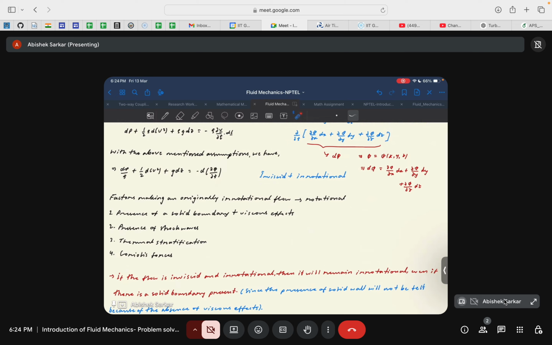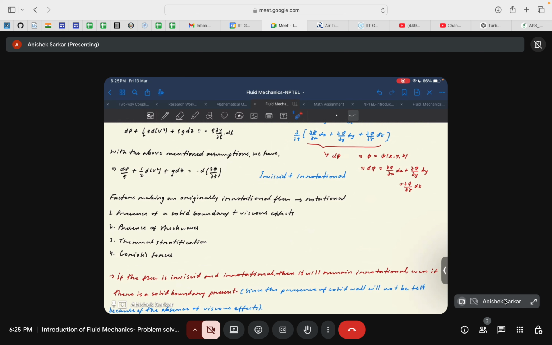Now let us discuss some of the theoretical aspects that were discussed in the class. There are factors that can convert an irrotational flow to a rotational flow. First is the presence of a solid boundary, that is, plus viscous effects. So if the flow is initially irrotational, then to make that flow rotational, you have to have some external factors. A solid boundary acts as a generator of vorticity because of the no slip boundary condition. So that can make the initially irrotational flow rotational.